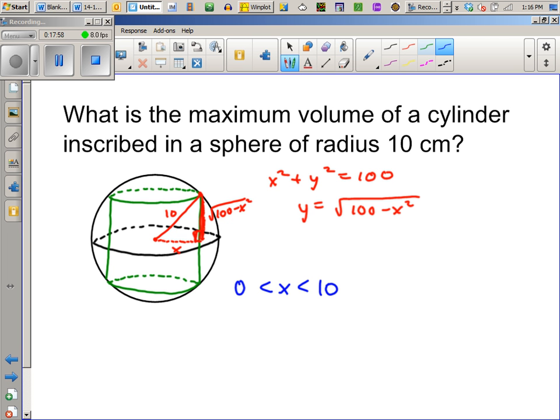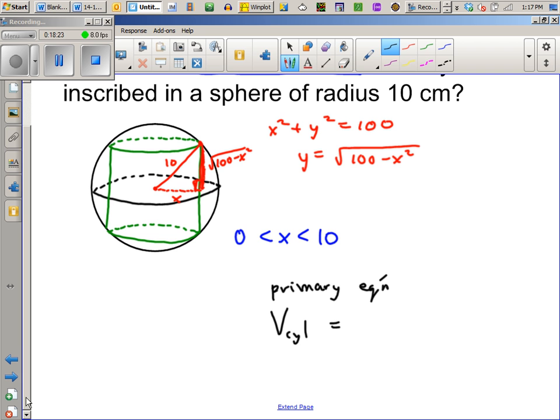Okay. Now we're ready to get started on the problems. We need a primary equation. What is it we're trying to maximize? Volume. So we want volume. We haven't even done that yet. Okay, so what is my primary equation? Primary equation is a volume equation. Volume of a cylinder is equal to what? Base area times height, right? So the base area is, of course, pi r squared. And then there's the height of the cylinder. So pi r squared h is always the volume of any cylinder.